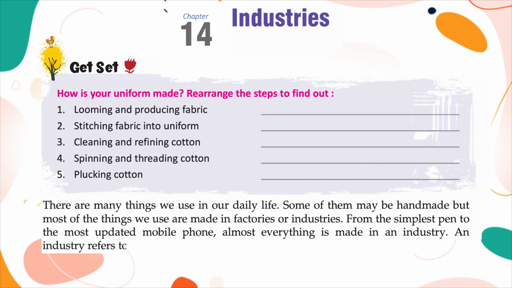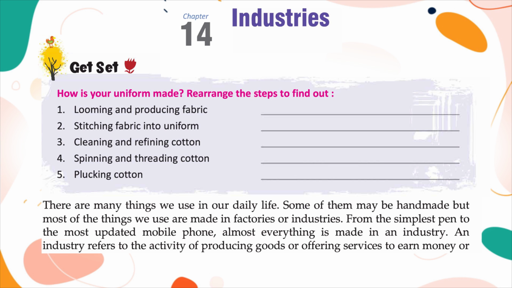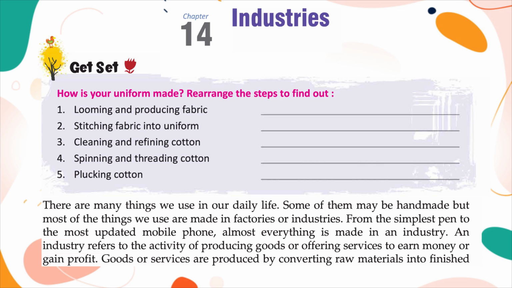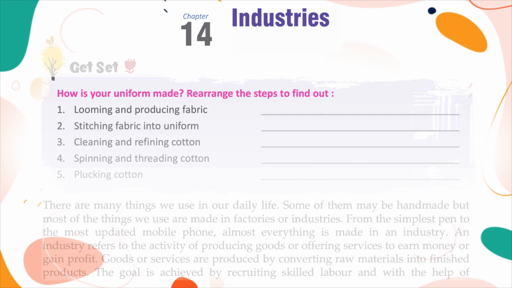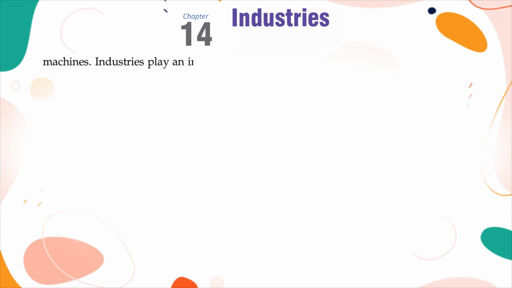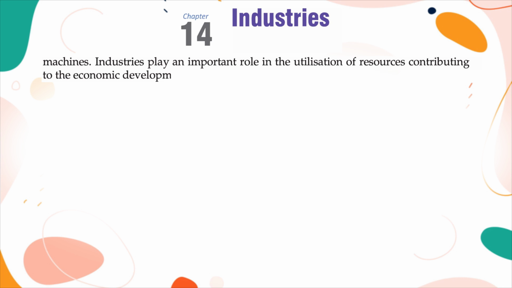An industry refers to the activity of producing goods or offering services to earn money or gain profit. Goods or services are produced by converting raw materials into finished products. The goal is achieved by recruiting skilled labor and with the help of machines. Industries play an important role in the utilization of resources, contributing to the economic development of any nation.